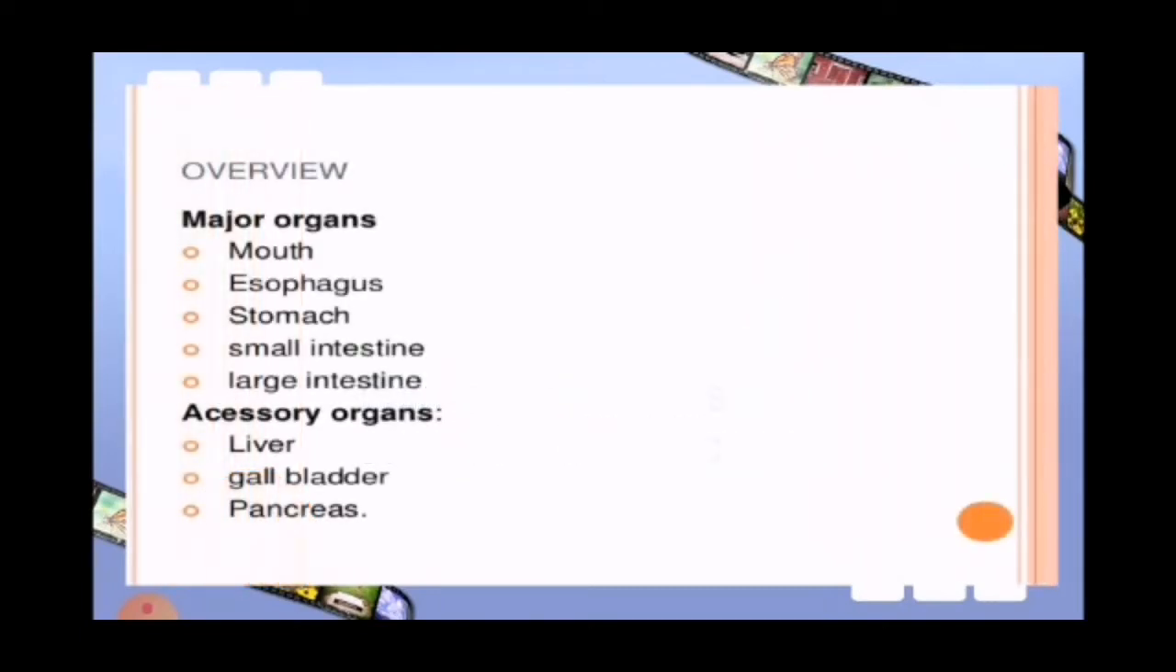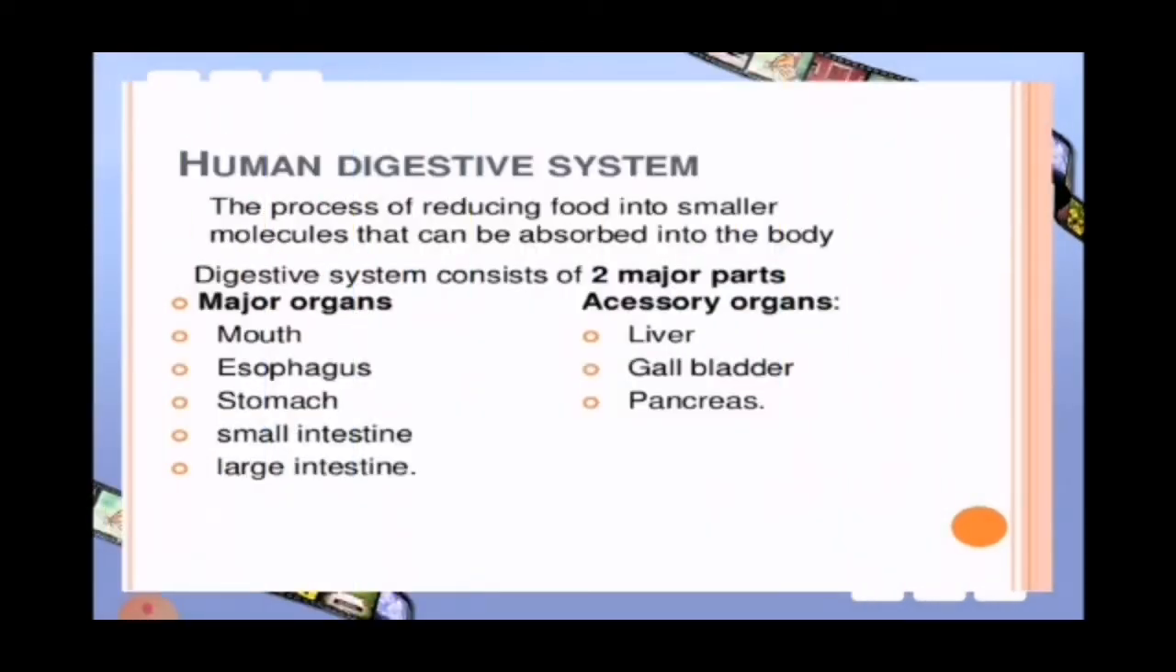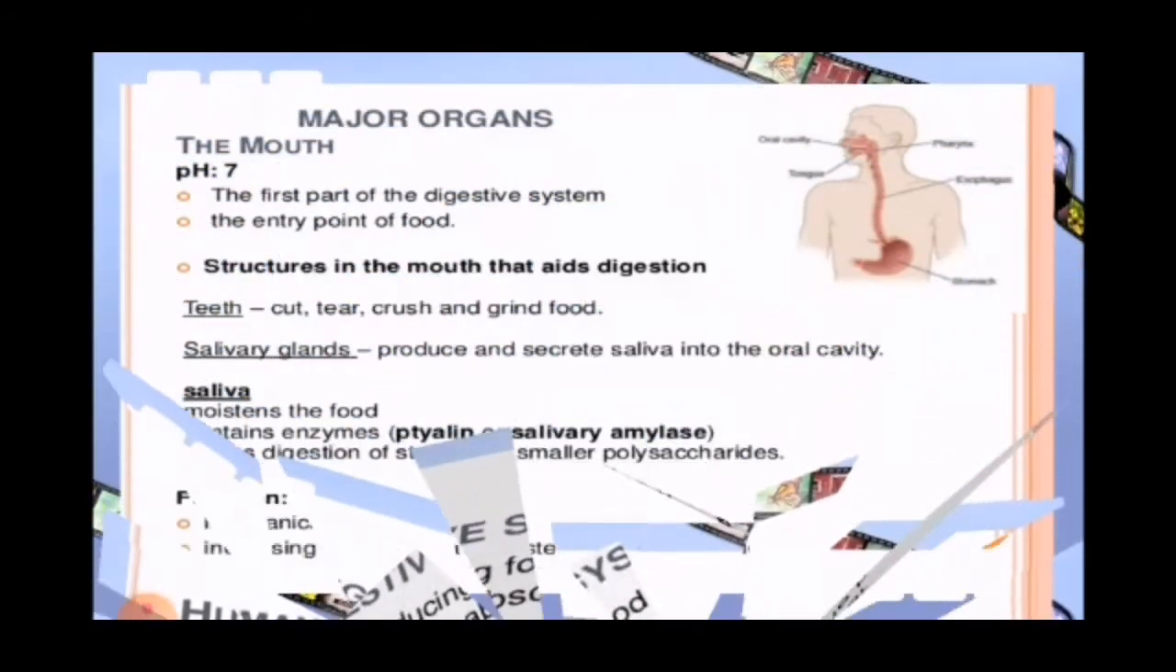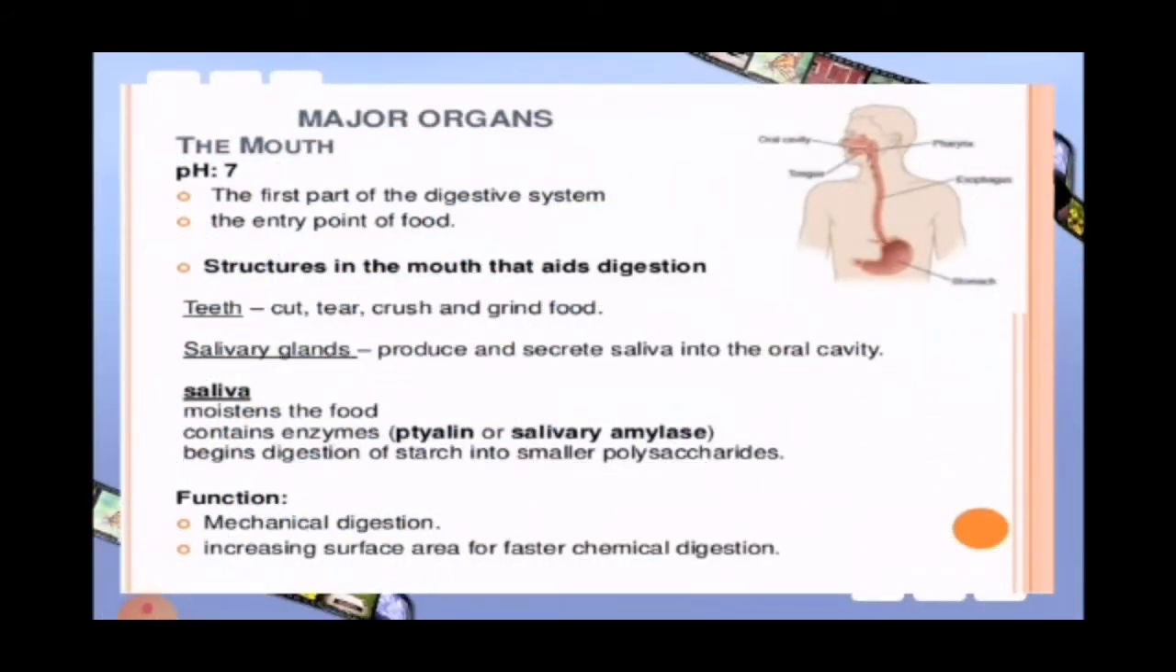Now we discuss the major organs and accessory organs that are used in the digestive tract and digestive system. They are the mouth, esophagus, stomach, small intestine, large intestine, and the accessory organs are the liver, gallbladder, and pancreas. Now we discuss the human digestive system. As I described earlier, it is the process of reducing food into smaller molecules that can be absorbed into the body. There are two major parts: the major organs and the accessory organs. Accessory organs are those organs which help or aid the major organs.